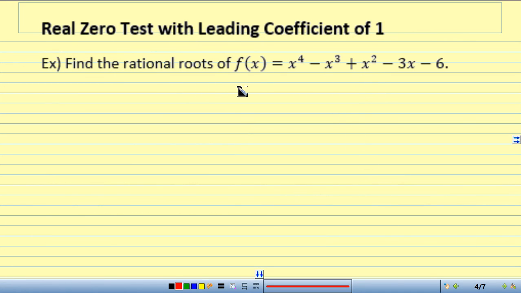If I have this equation right here, this function, it's 1x to the 4th, and then I have negative 6 back here. Our p's are back here. Our q's are up here.